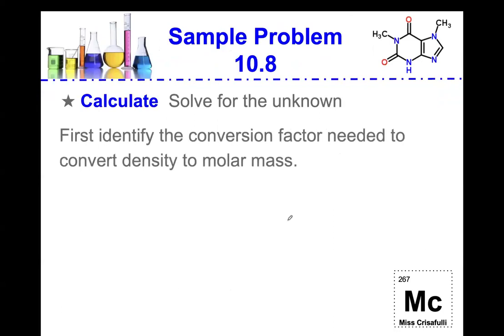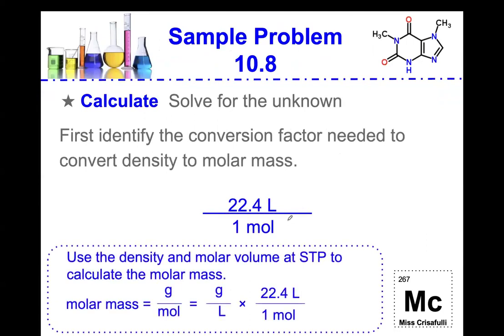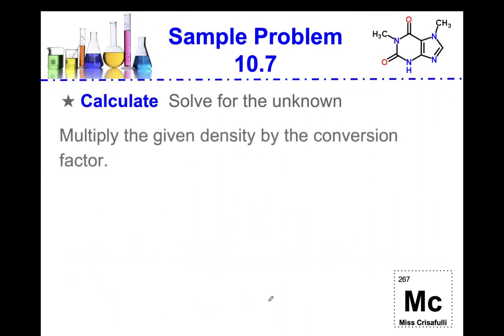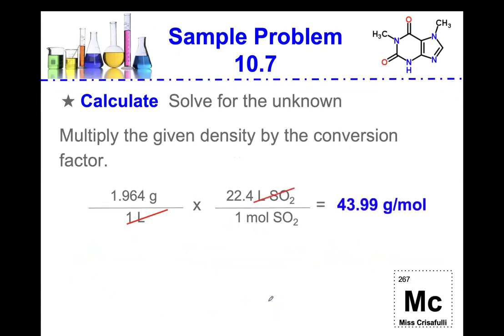So we'll first identify the conversion factor needed to convert density to molar mass, which we have, 22.4 liters per mole. You will use the density and molar volume at STP to calculate the molar mass. Molar mass, in grams per mole, is equal to grams per liter times 22.4 liters per mole. So that is the conversion factor, which takes into account the density and molar volume at STP. We'll multiply the given density by the conversion factor: 1.964 grams per 1 liter times 22.4 liters divided by 1 mole. The liters cancel out and we get 43.99 grams per mole.